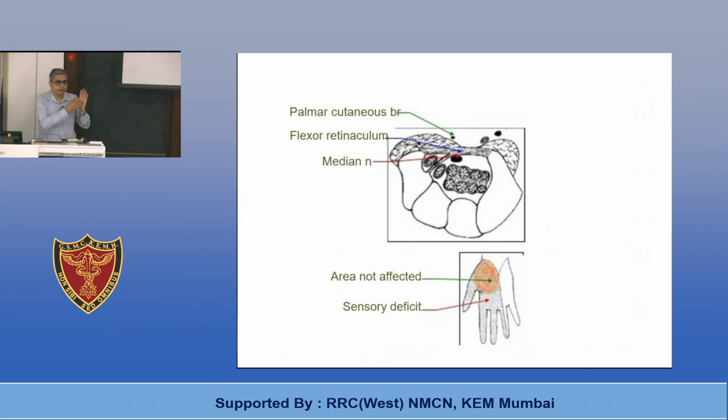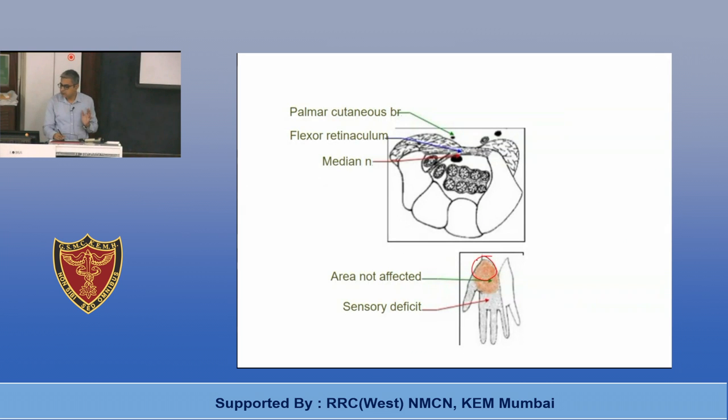You differentiate by just testing the sensation, because the lower half of the palm is supplied by the palmar branch. So in carpal tunnel, this is preserved because the palmar branch passes from this region. But the distal portion is paralyzed. There is a loss of sensation on the distal palm. So that is how it is.